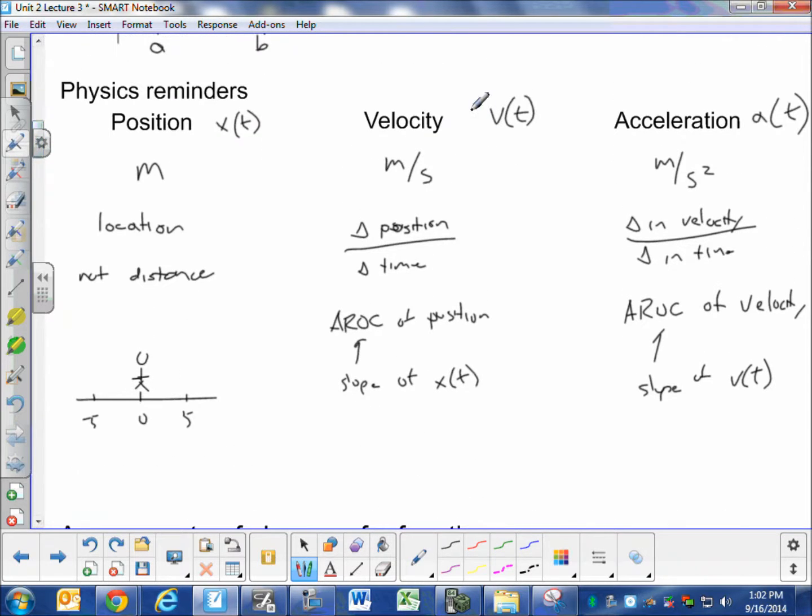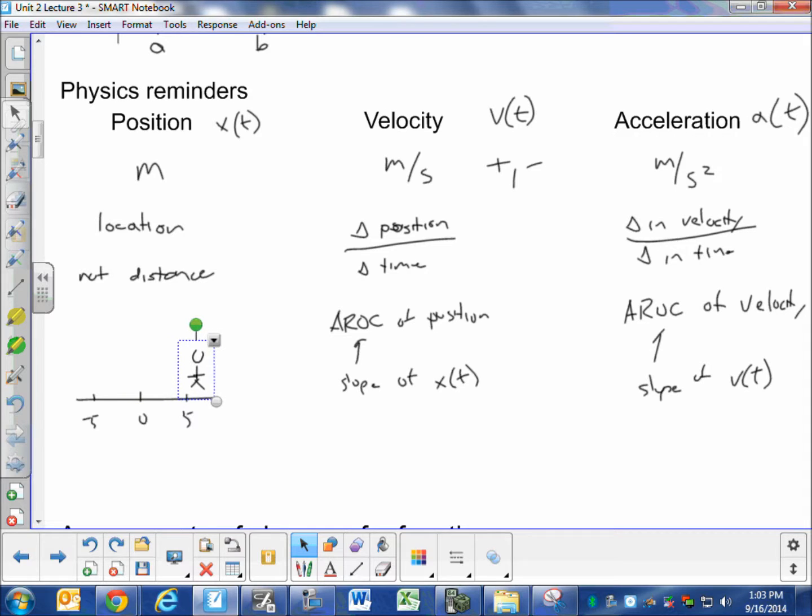Of course, we know velocity can be positive or negative. Positive would be this dude going in the direction to the right. Negative velocity would be this dude going to the left.